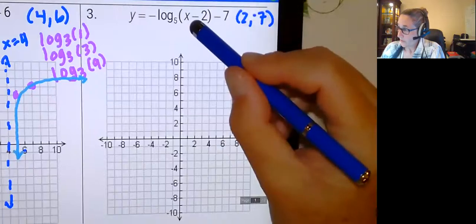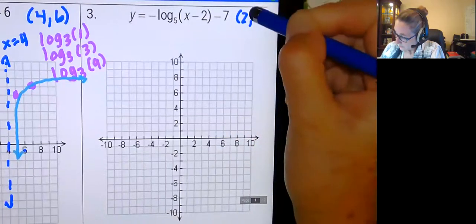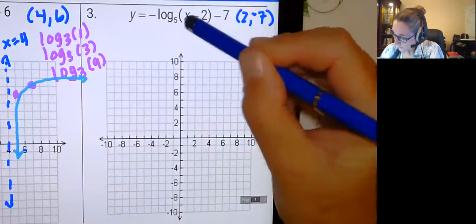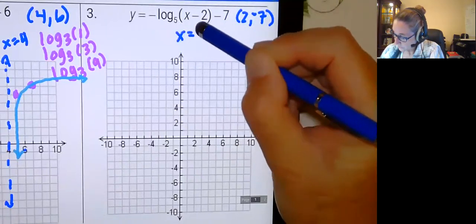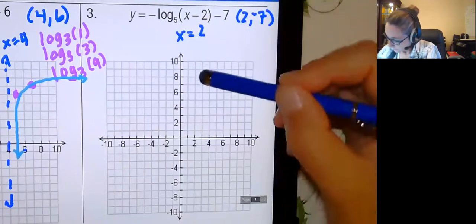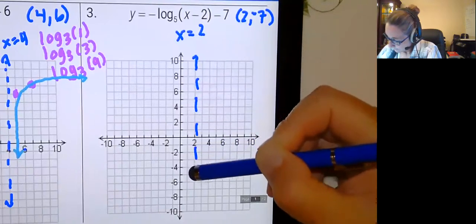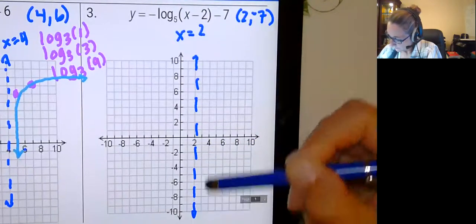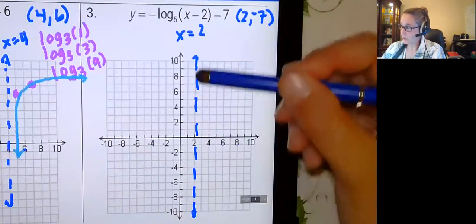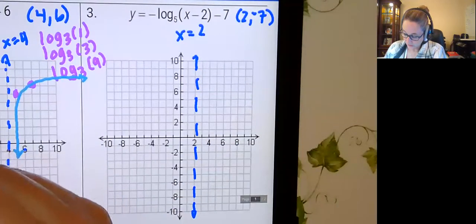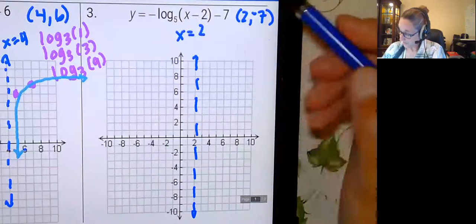This is moving to the right 2. This is going to be moving down 7. I am going to have a vertical asymptote at x equal 2. So let me draw that in. Okay, again, that's x equal 2. And then I'm going to be doing log base 5s.